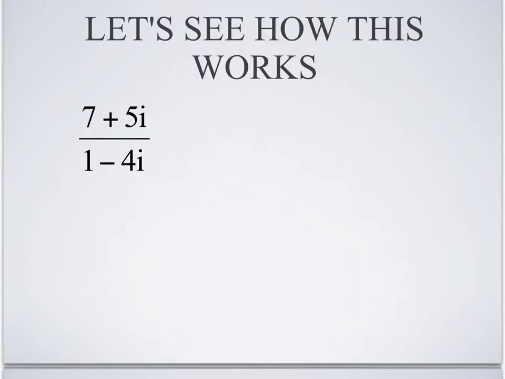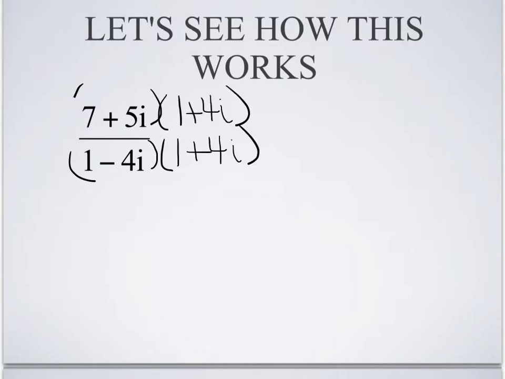Okay, let's look. So with division, it's very similar to the rational expressions we had the day before. We need to make sure that the denominator does not have an i in it. So again, I multiply by the conjugate, which is 1 plus 4i. And then I FOIL out the top.